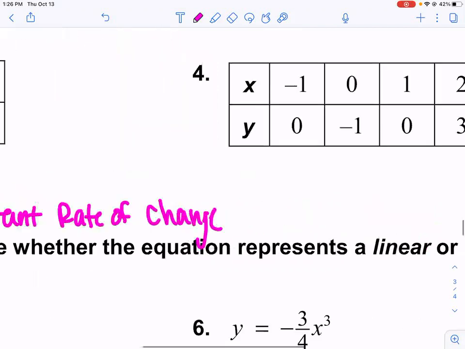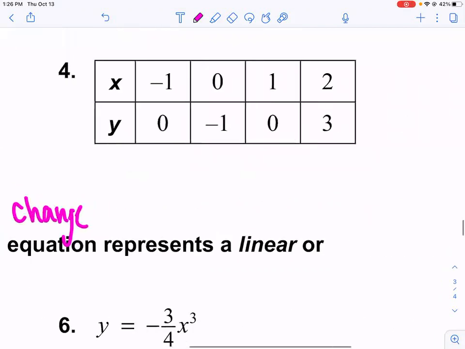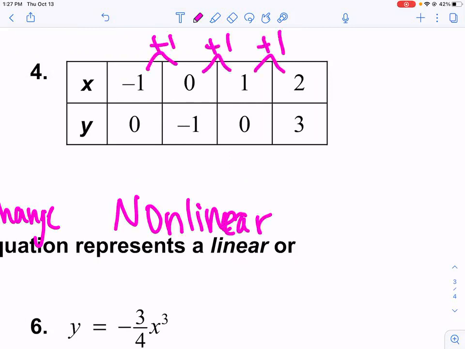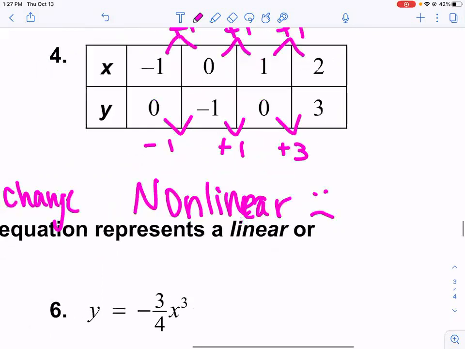Number 4. Gus, is this linear or non-linear? So linear or non-linear? Thank you. Okay. So our X's have a constant change of 1. That's good. But our Y's, we go down 1, up 3. Ooh, well, that's not cool. Okay. So that's non-linear.